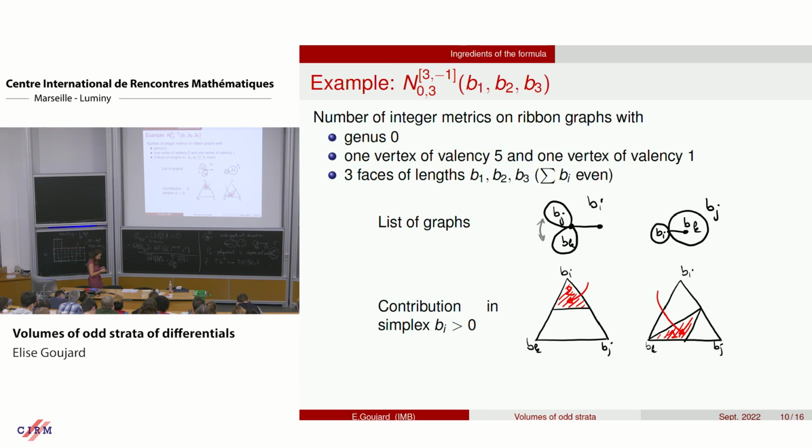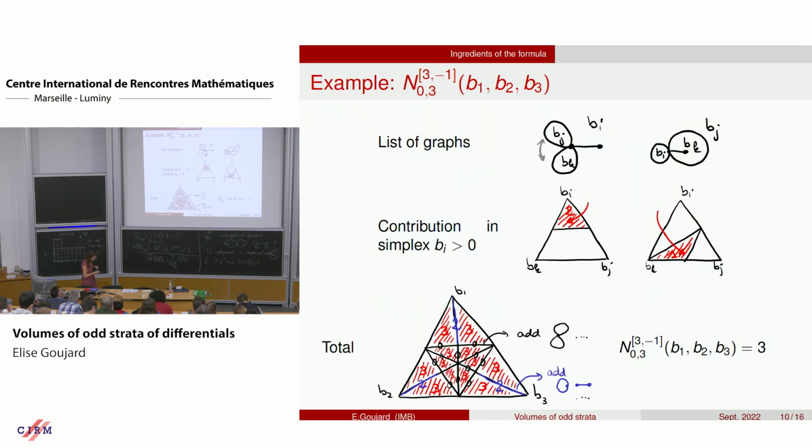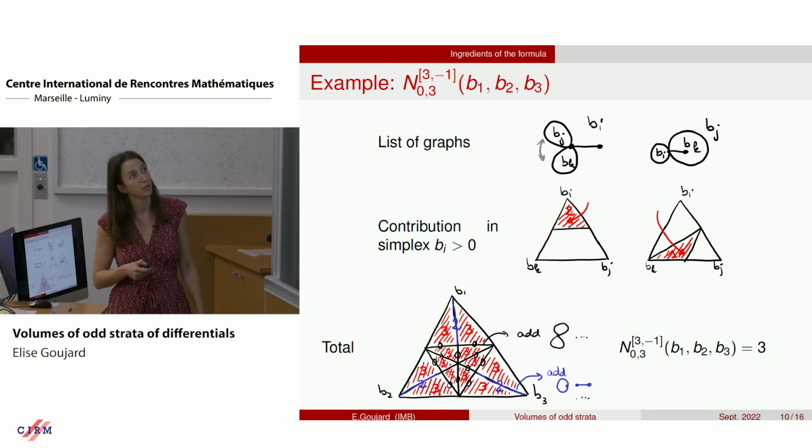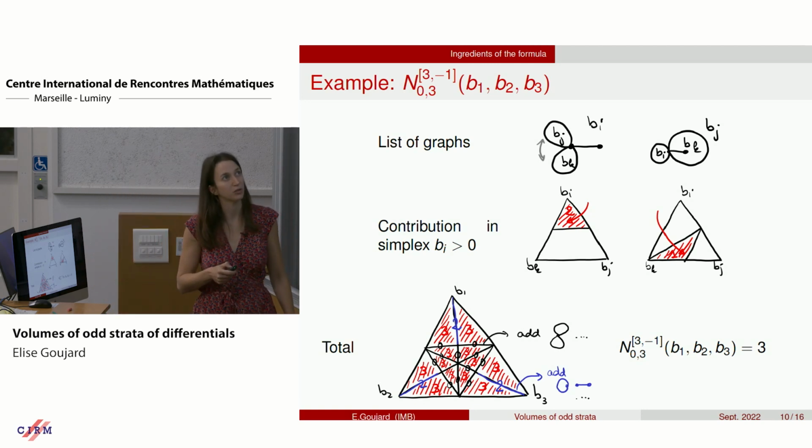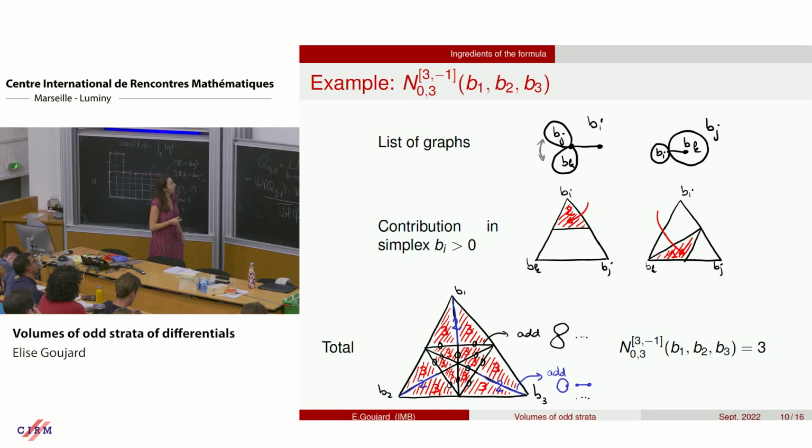And you just sum up everything. And you get that the number of integer matrix on such ribbon graph is equal to 3 in all these chambers. Sorry, I'm not sure that the picture is really clear, but in all these chambers, the number is equal to 3. And you have some other values on the walls.